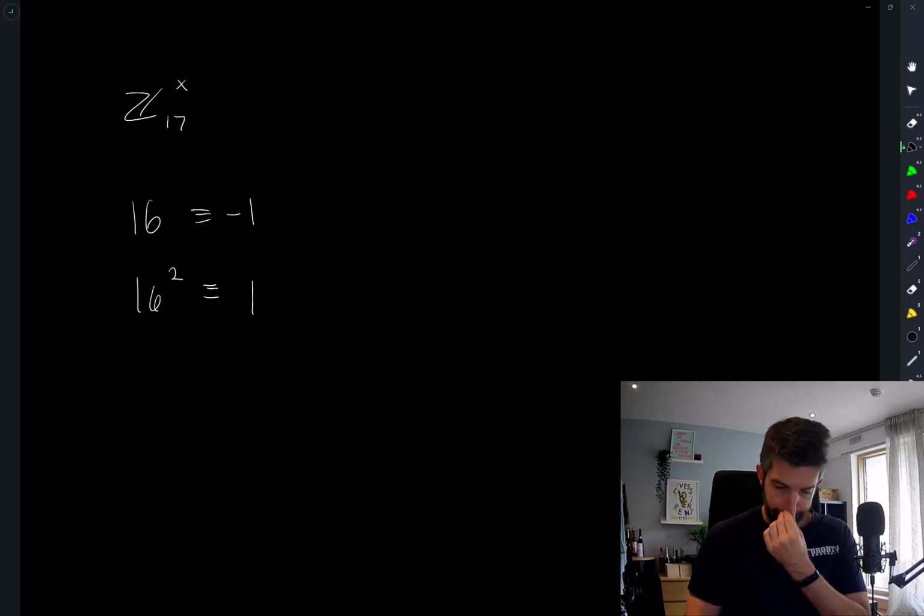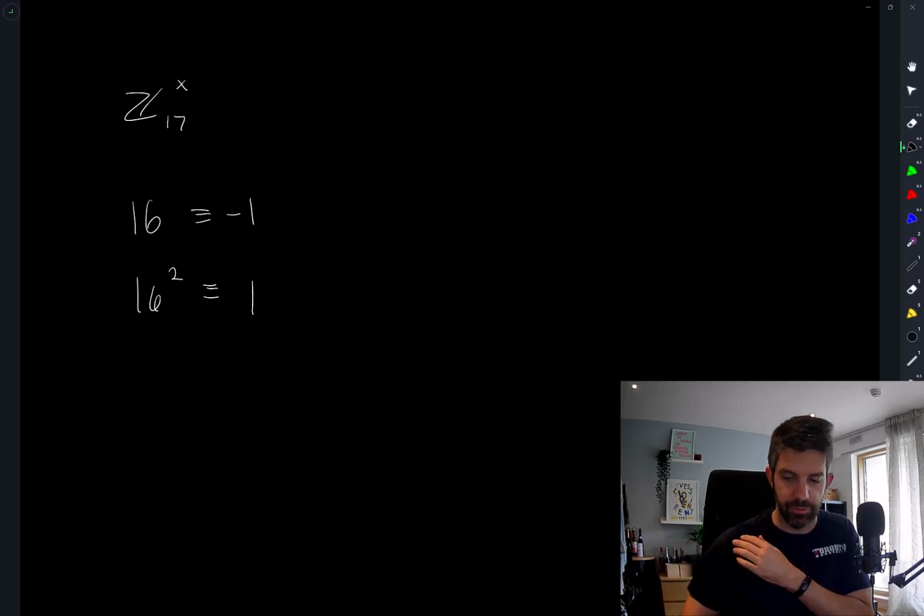Okay, so 16 is a unit because 16 is equal to -1 mod 17. So 16 squared is equivalent to 1. So in fact, 16 is its own inverse. But if there are other units, then 16 clearly can't be a generator because 16 only generates itself and 1.